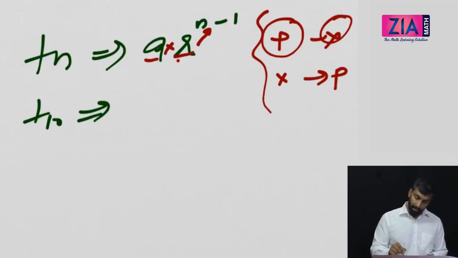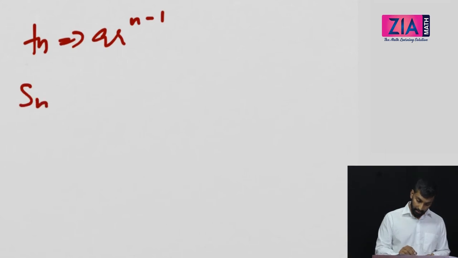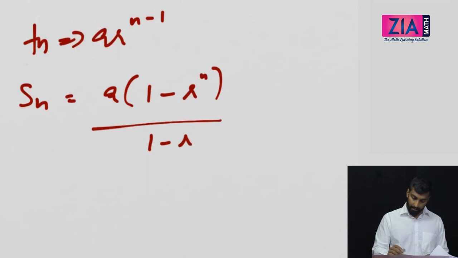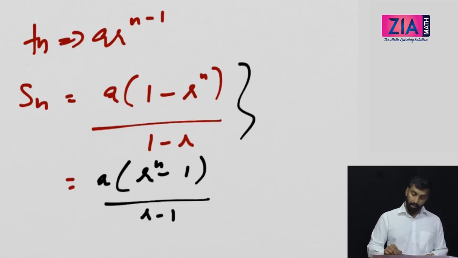So what is the nth term? a r raised to n minus 1. If it is t10, a r raised to 10 minus 1, which is nothing but a r raised to 9. So nth term is a r raised to n minus 1. What about the sum? a into 1 minus r raised to n divided by 1 minus r. Or you have another one also, a into r raised to n minus 1 divided by r minus 1.